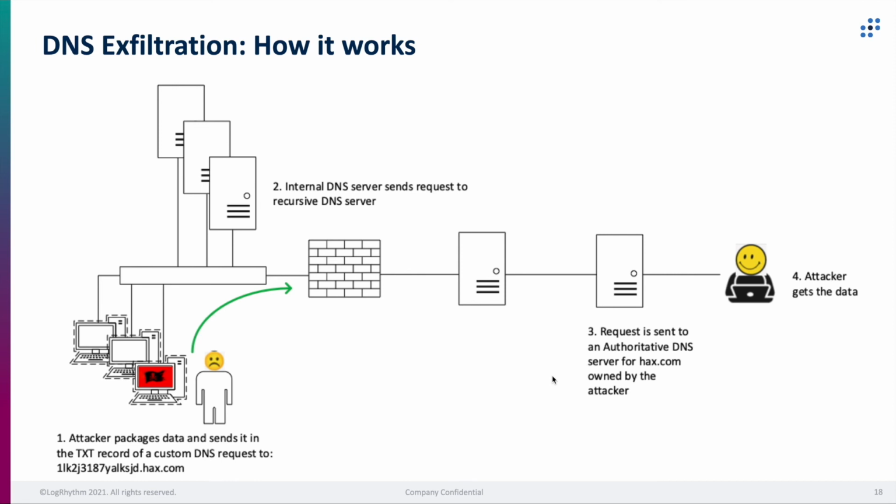What that then means is you would have the internal DNS server and a recursive DNS server, probably owned by the ISP, would send that to an authoritative DNS server. And this is a server that is actually owned by the attacker. So the attacker would receive these DNS packets, which actually use the UDP protocol. And they can then essentially stitch the data together.